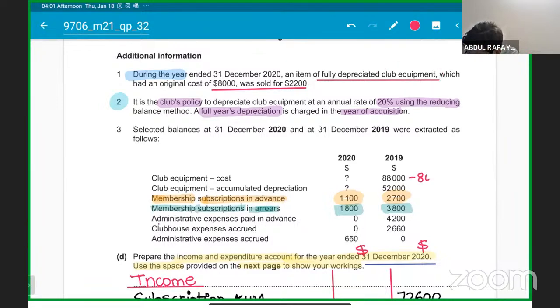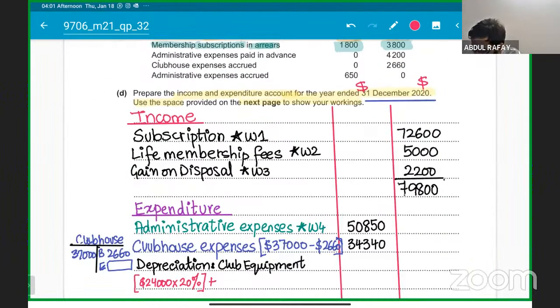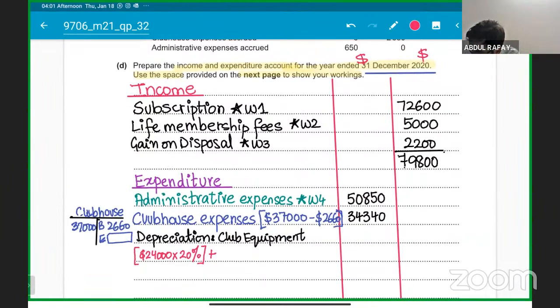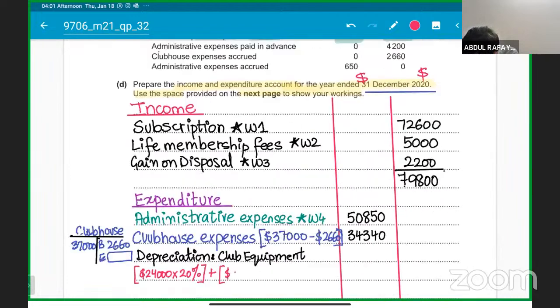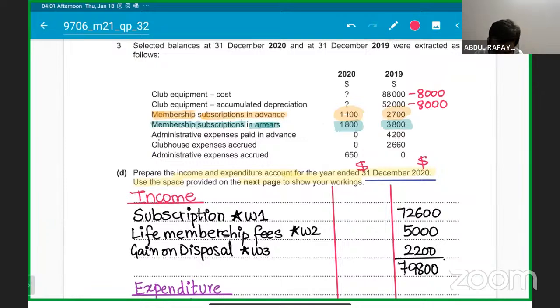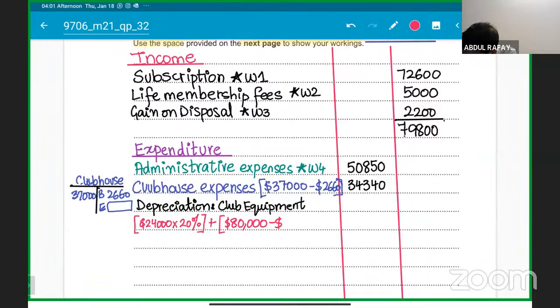Follow carefully, you will subtract 8,000 from here, student, from the cost of the asset, and you will subtract 8,000 from the depreciation of the asset as well. Everyone getting it? So it will be the cost 88,000 minus 8,000 will become 80,000. Everyone getting it? And the depreciation will become 52,000 minus 8,000, that is 44,000. Understanding? When you do cost minus depreciation, you will be getting the net book value and apply 20% on that as well. Okay, understanding, students?